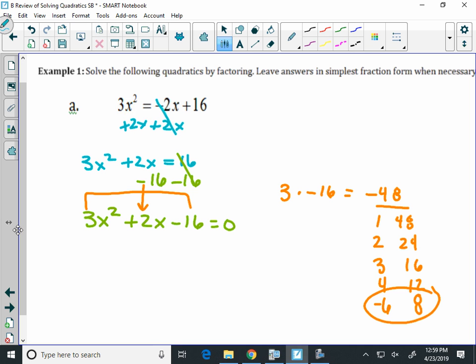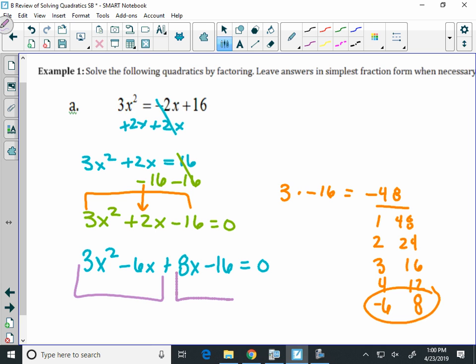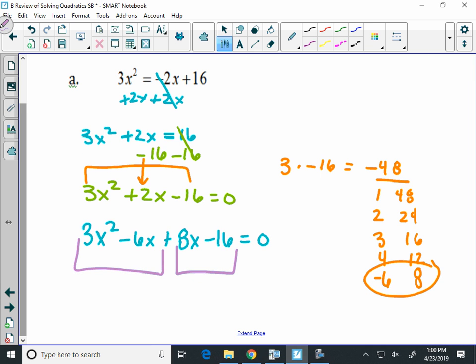So I'm going to rewrite it as 3x squared. I like to put my negative number first. So I'm going to put minus 6x plus 8x minus 16 equals 0. Now that we have 4 terms, we're going to factor by grouping. So we're going to group our first 2 together, group our back 2 together.